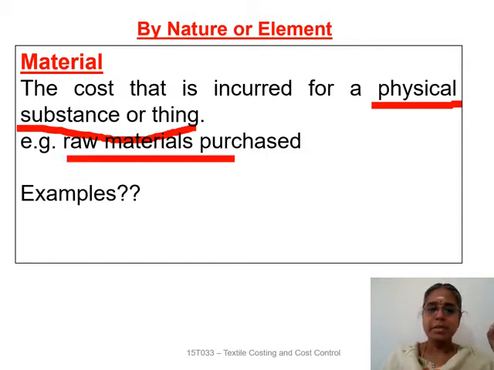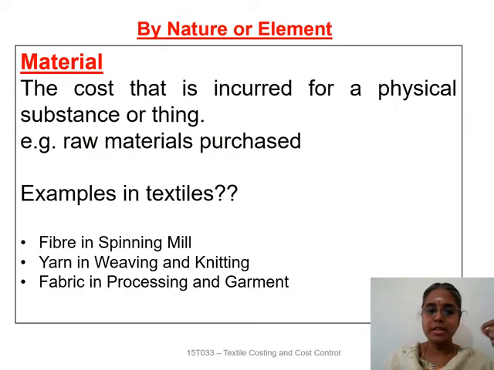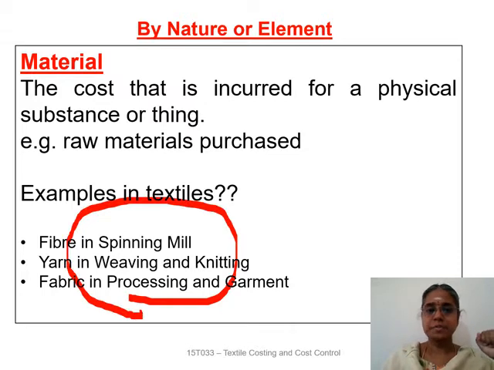A good example is raw material cost. Say the examples of raw material cost in our various textile supply chain. Yes, I hope you got. Fiber cost. Purchase of fiber is a raw material cost in a spinning mill. Purchase of yarn is a raw material cost in a weaving or a knitting industry. Purchase of fabric for a processing industry or a garment industry is the raw material cost. So all these are examples of raw material costs.